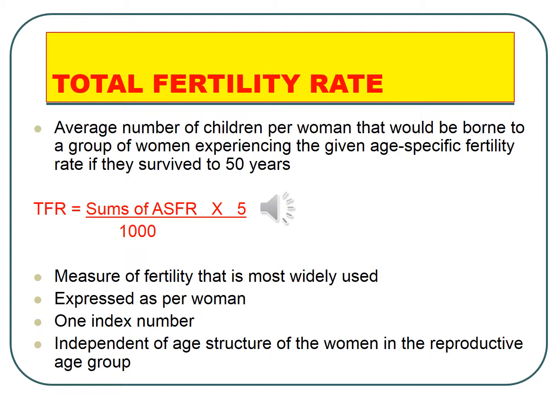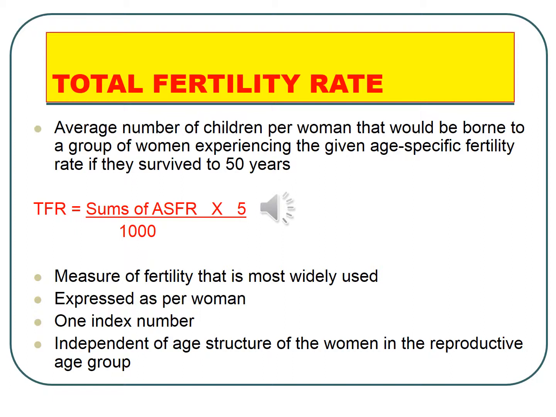Next is the total fertility rate. It is calculated as the sum of the age-specific fertility rates divided by 1000 and multiplied by 5. The number 5 in the formula reflects the 5-year age group used when we calculate the age-specific fertility rate. Total fertility rate can be defined as the average number of children per woman that would be born to a group of women experiencing the given age-specific fertility rates if they survive to 50 years old.